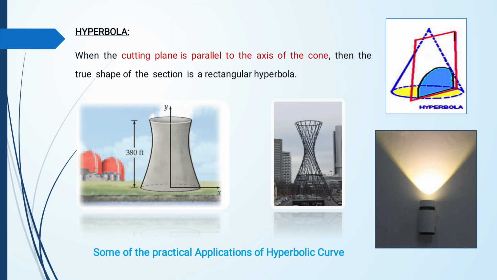In the hyperbolic curve, when the cutting plane is parallel to the axis of the cone, the true shape of the section is a rectangular hyperbola. Okay, parallel to the axis of the cone. So if the axis is parallel to the given cutting plane, then the remaining portion gives a hyperbolic shape.